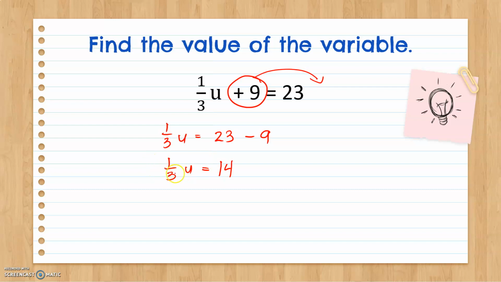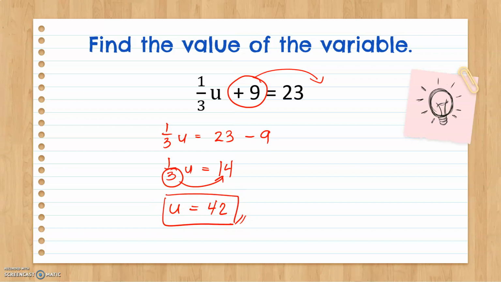Then, we can just simply multiply this denominator to 14 since we have here 1 times u is equal to u. So we'll have u is equal to 3 times 14. That will give us 42.